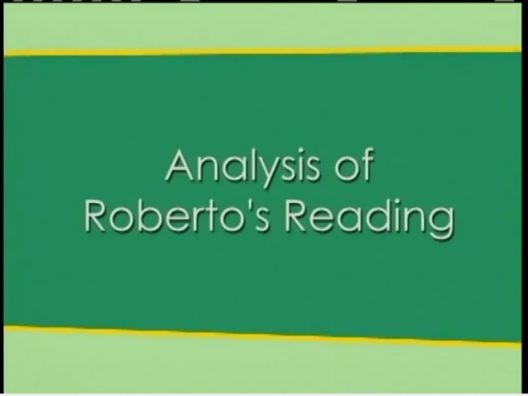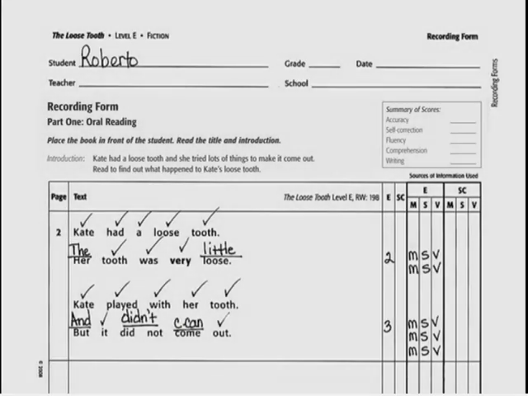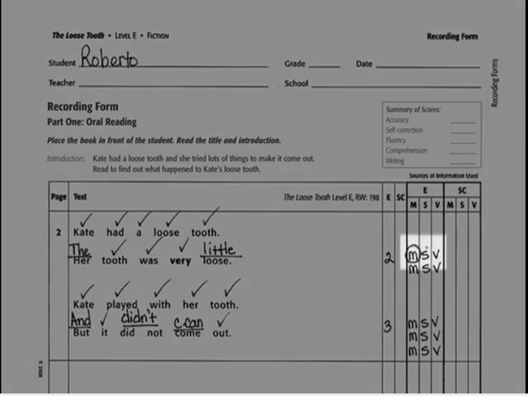In Roberto's reading of The Loose Tooth, his first error occurred on page 2 of the text, "the" for "her." Reread up through "the," but don't go any further. That's all the information you have to use, since that's as far as he got when he made the error. Would that error make sense in the story? Yes. Syntactically, could we use "the" for "her" in the sentence? Yes. Are there visual similarities between the two words? Yes. So for this error, circle M, S, and V.